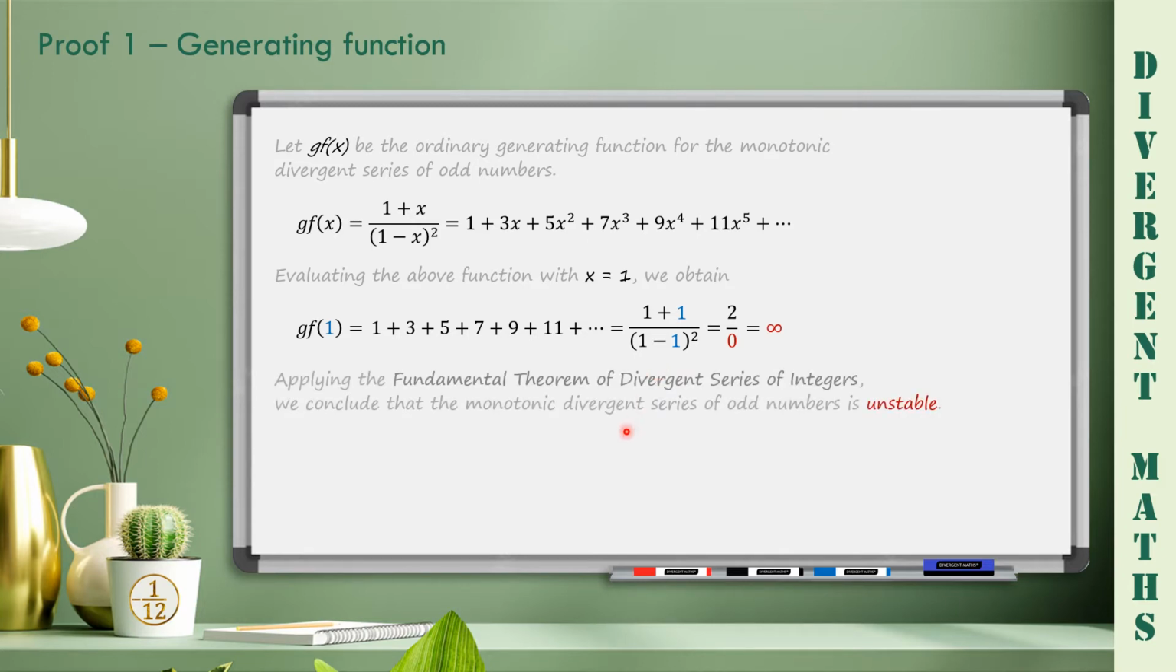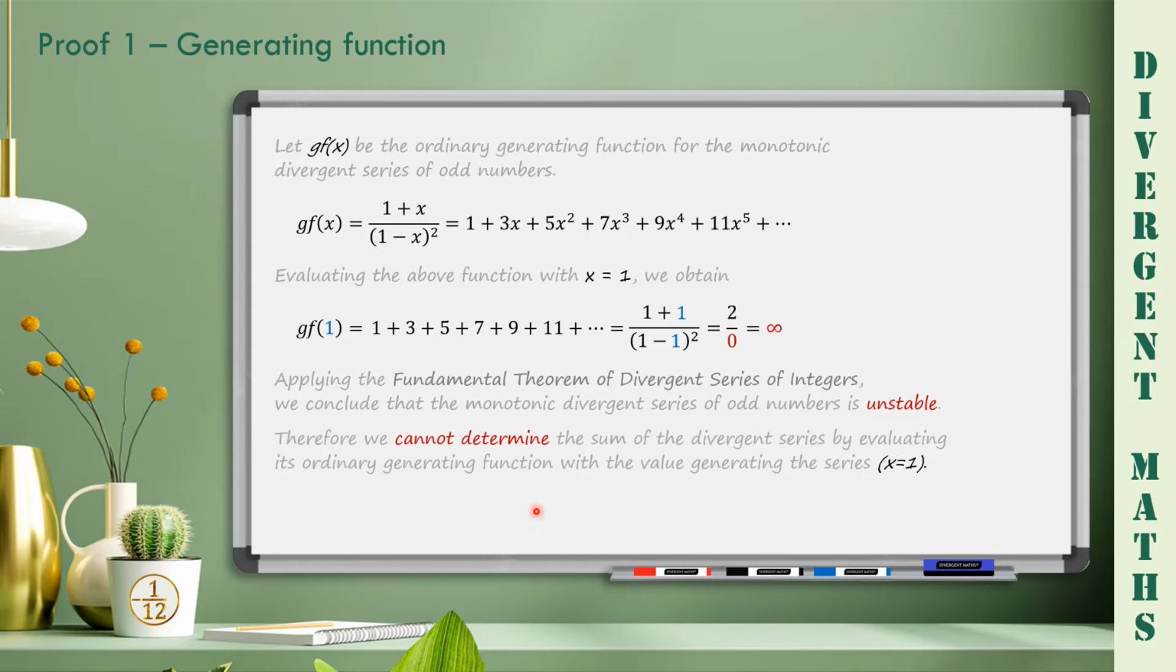So applying the fundamental theorem of divergent series of integers, we conclude that the monotonic divergent series of odd numbers is unstable. Why unstable? Because when you evaluate its generating function at the value of x generating that monotonic divergent series of odd numbers, the value of the ordinary generating function is not finite, it's infinite. Therefore, the monotonic divergent series of odd numbers is unstable.